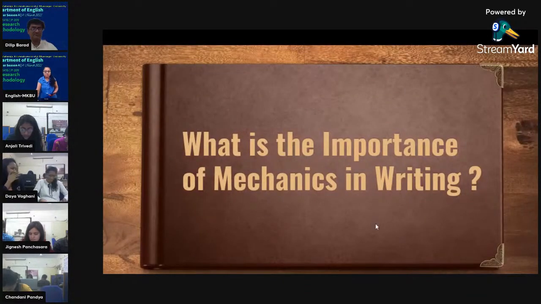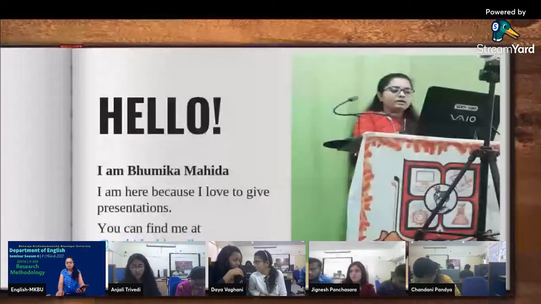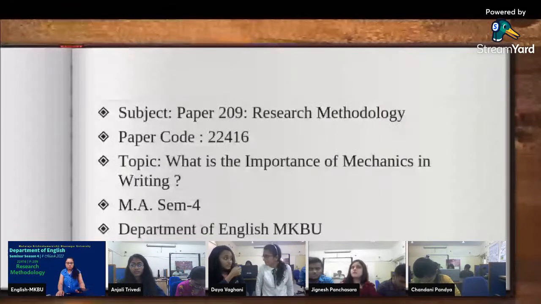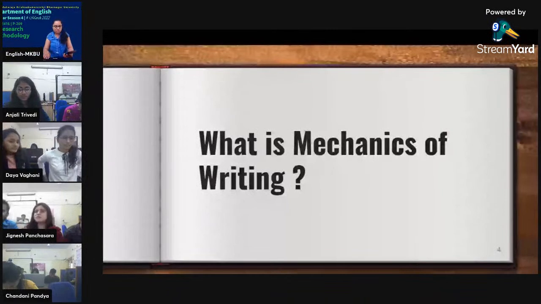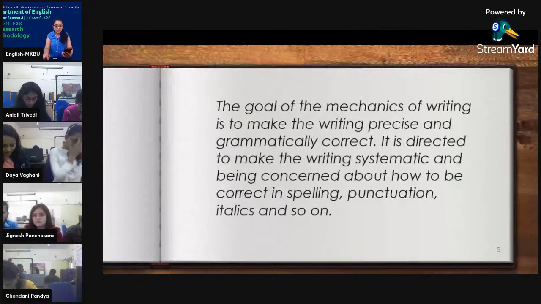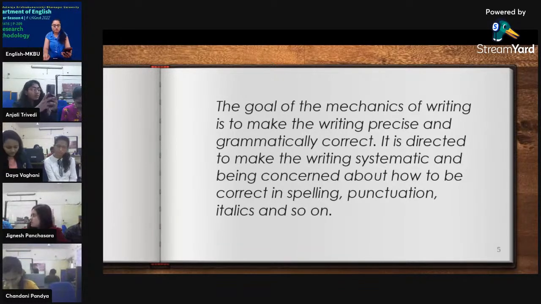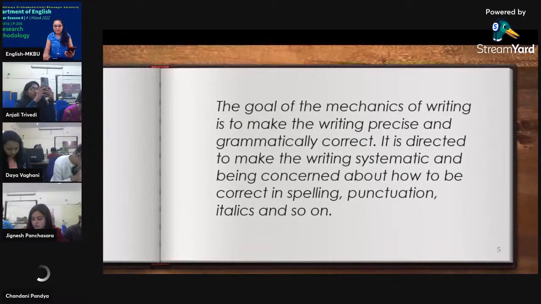Today my topic is the importance of mechanics in writing, from the paper on research methodology. The mechanics of writing are the rules that must be followed while preparing a research paper, so that the research strategies and the format become systematic and consistent in all academic sectors. If one does not follow such rules of writing, then the writing would certainly be very difficult. The goal of the mechanics of writing is to make the writing precise and grammatically correct.